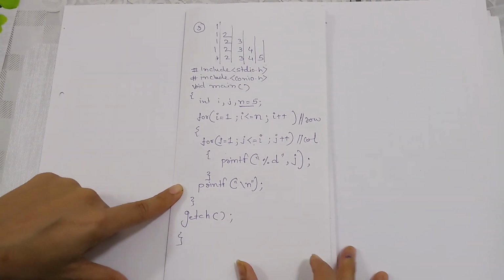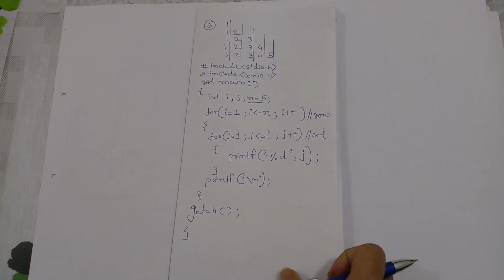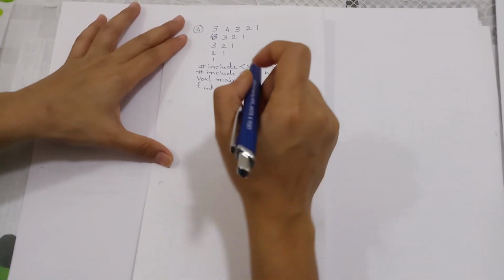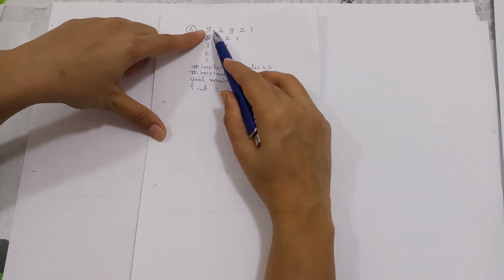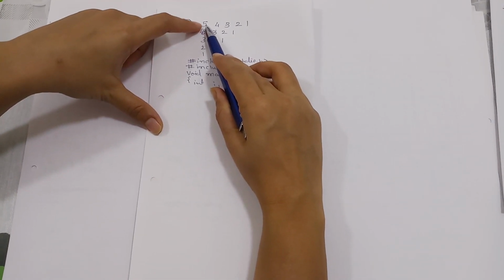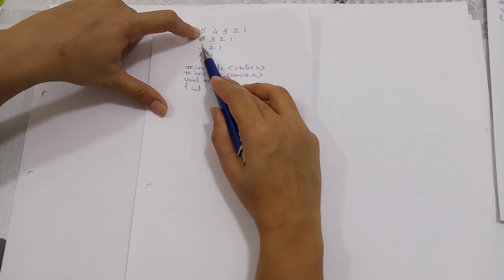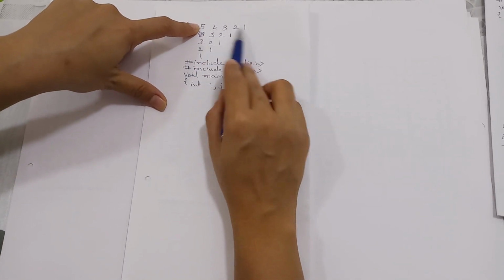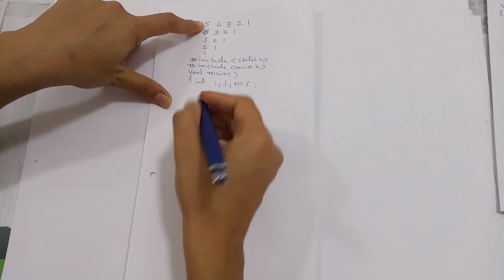So this will be the third pattern. Let's see the fourth one, which is totally opposite to this one, right? So in this pattern, we are starting with row number 5, 4, 3, 2 and 1, and it is in decreasing order. The numbers which we are printing are in decreasing order.